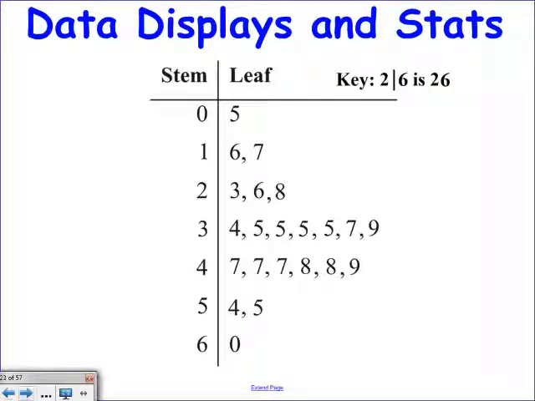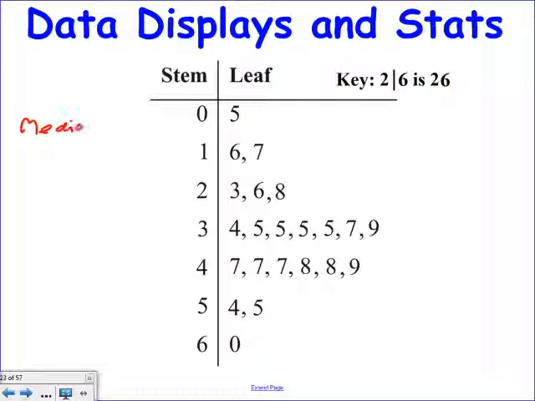Good, everyone get that? So the tens are on the stem and all my leaves are my units. So my key tells me 2, 6 is the value 26. I said when we did them, these were really good for 3 things to do with statistics. Anybody remember what those 3 things were? The median, the mode, and the range. And let me show you how.